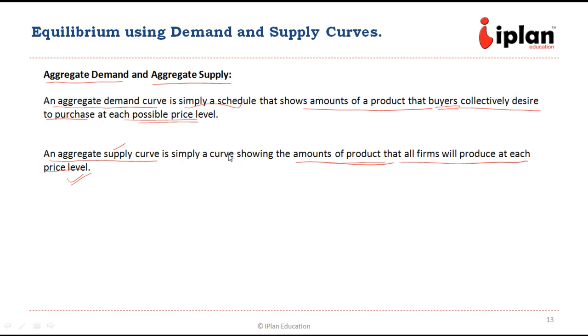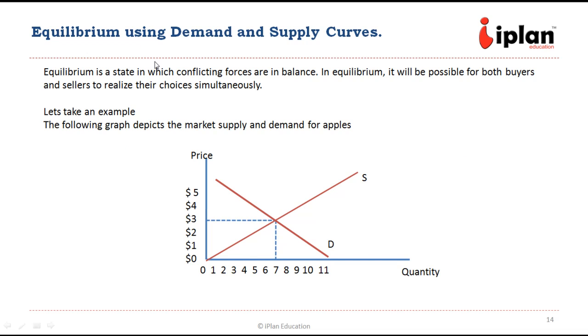Now let us see how we reach equilibrium using demand and supply curves. Equilibrium is basically a state in which these conflicting forces of demand and supply are in balance. So at that level, it is possible for both buyers and sellers to realize their choices simultaneously. For example, this is the demand curve. For consumers at, say, price 5, they are willing to consume only, say, 2. At a price level of $3, they are willing to consume 7 units, and at a price of 1, they are willing to consume, say, 10 units. This is their demand curve.